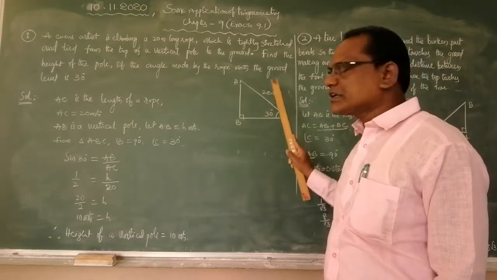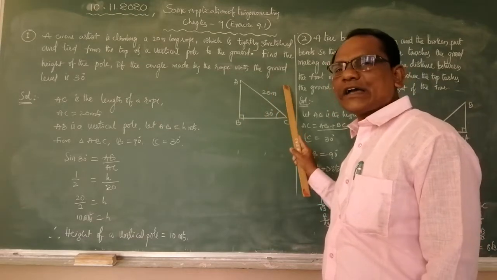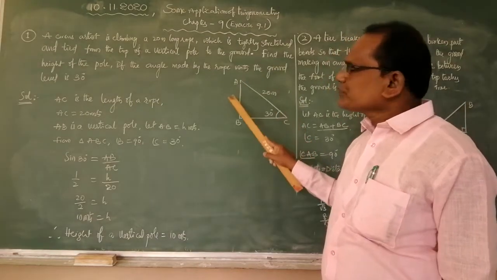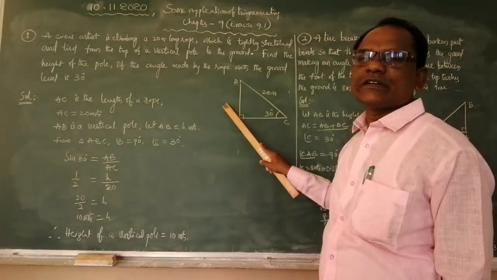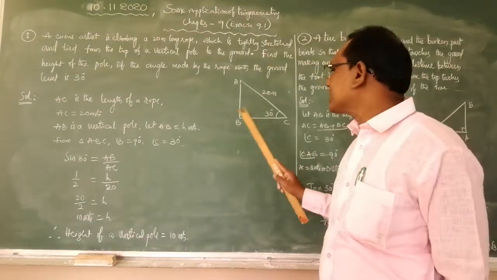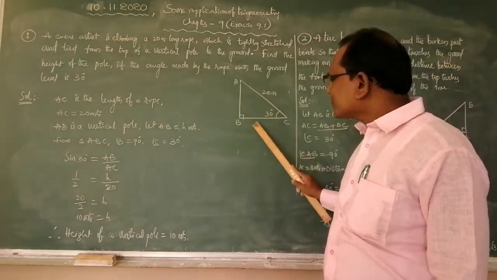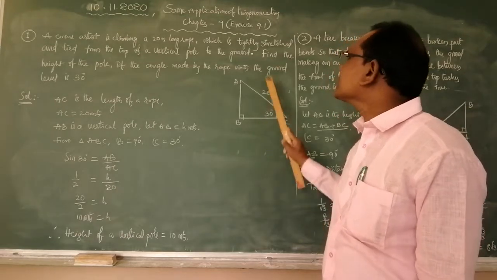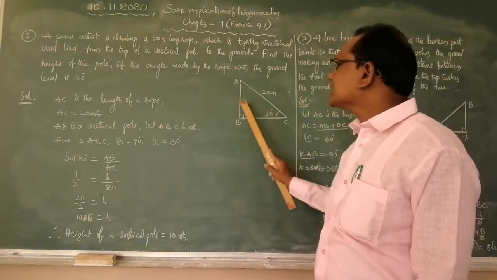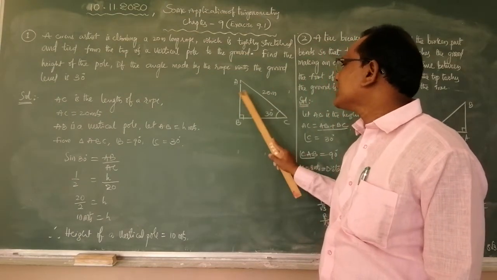Unknown by known means what? Here it is opposite by hypotenuse, that means sine, or otherwise hypotenuse by opposite. Sine's reciprocal is the cosecant. These two only are possible. Now here, if you are going to find out BC, there is no requirement. What they are asking is, find the height of the pole. This is required. That's why sine 30, opposite side by hypotenuse, AB by AC.